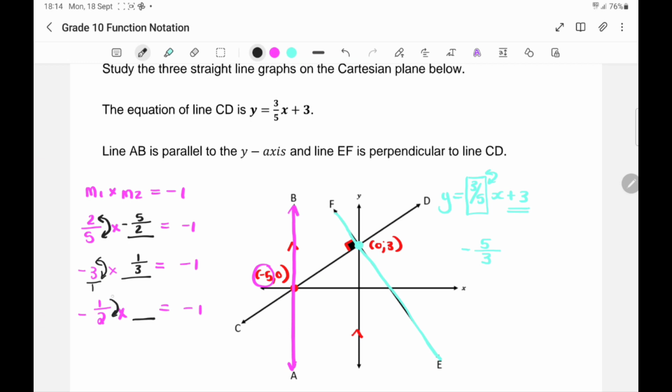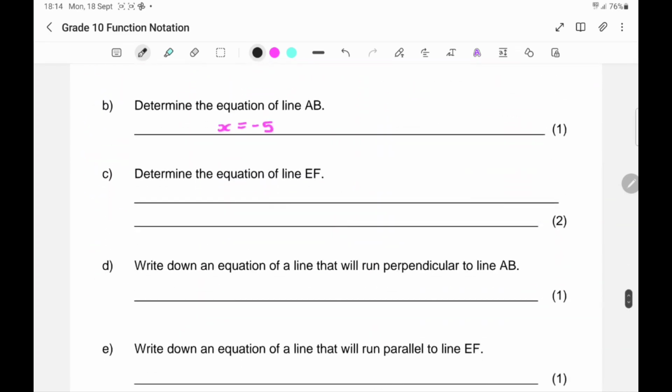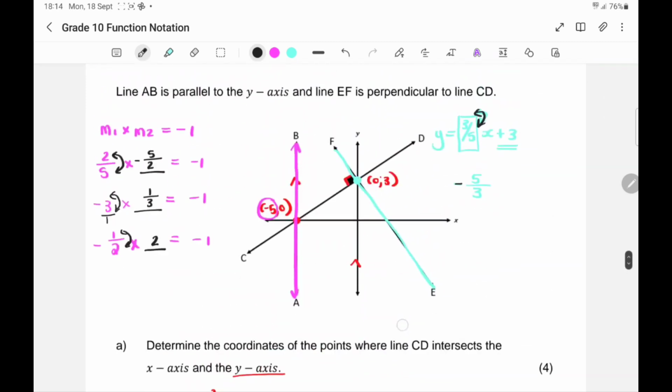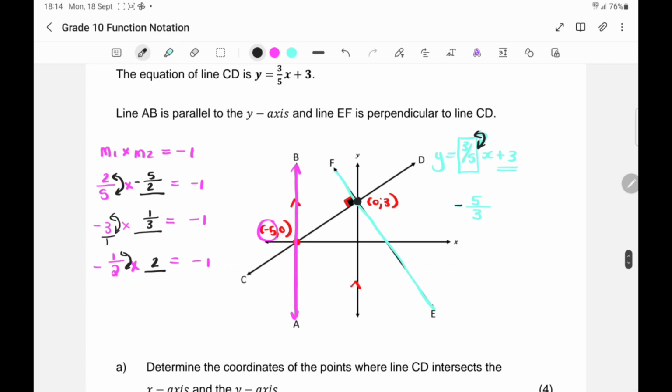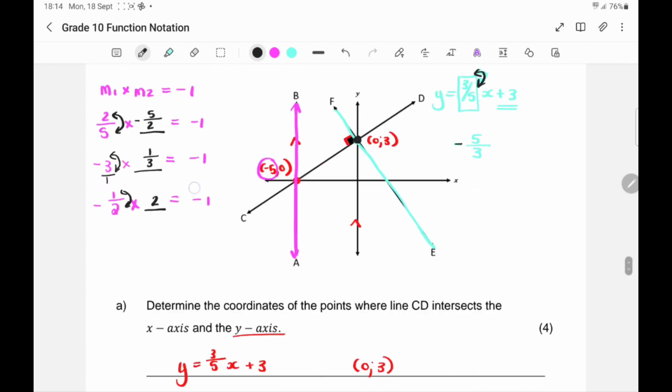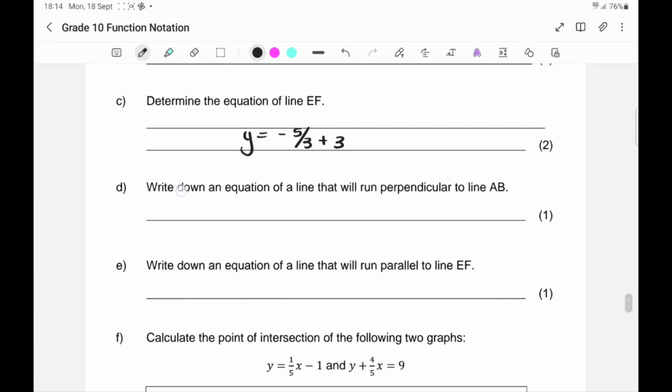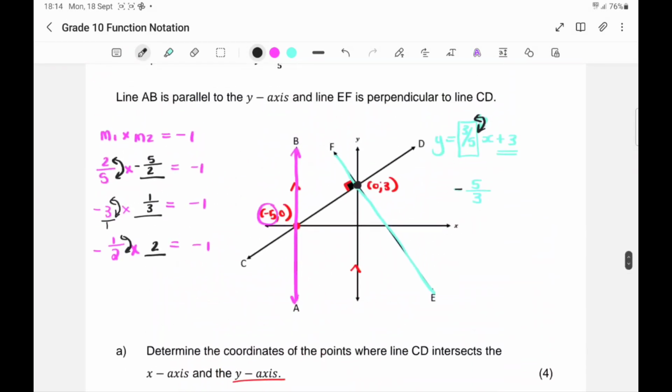Over here, swap it around, which will give you 2 over 1, which is 2, and the negative becomes a positive. So what I need to do is swap the 2 around, and then I add a negative. So it will be negative 5 over 3. And very important, it didn't shift up or down, you can't choose your y-intercept. It stayed at 3. Then write down an equation of a line that will run perpendicular to line AB.